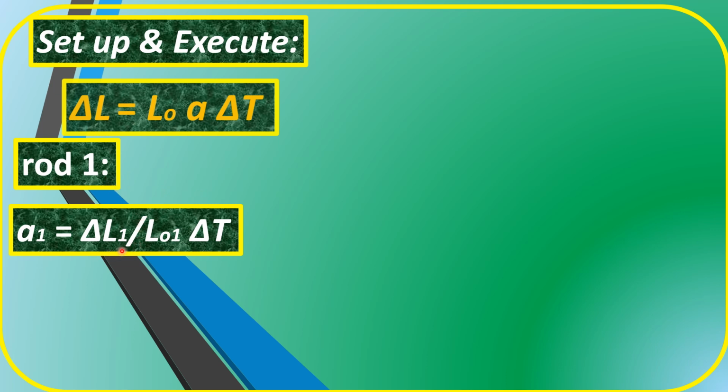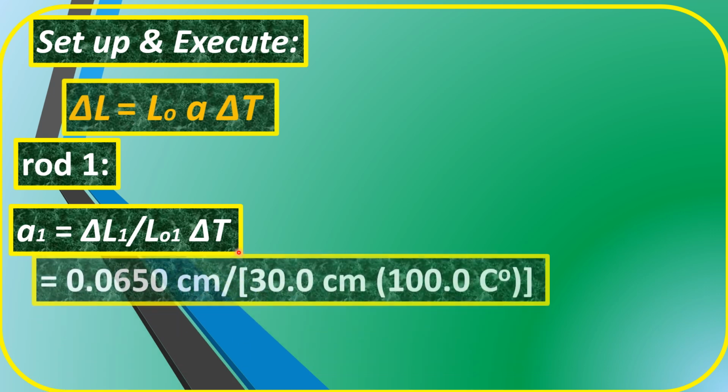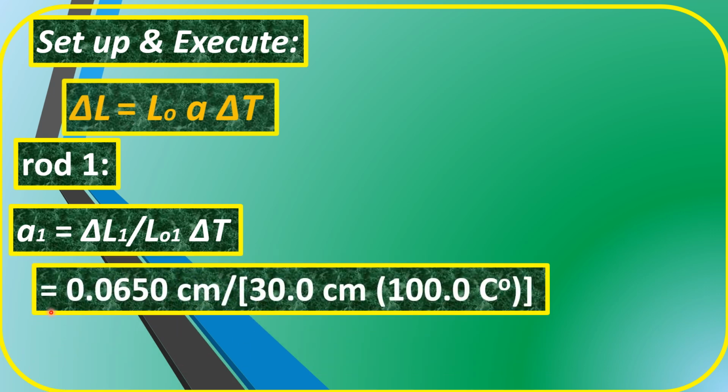delta L1, that is the change in length or elongation for rod 1, divided by the product of the initial length of rod number 1, labeled as L naught 1, and the change in temperature delta T. So when we substitute the given values, alpha 1 is just equal to 0.0650 centimeters, that is delta L1, to be divided by the product of L naught 1, which is 30.0 centimeters, and the change in temperature delta T, 100.0 Celsius degree.